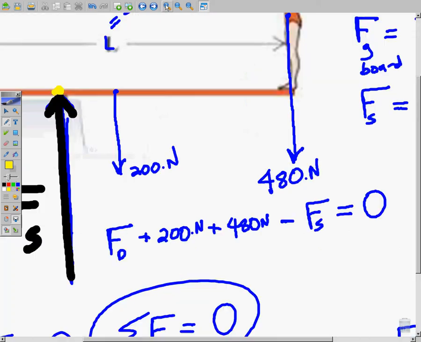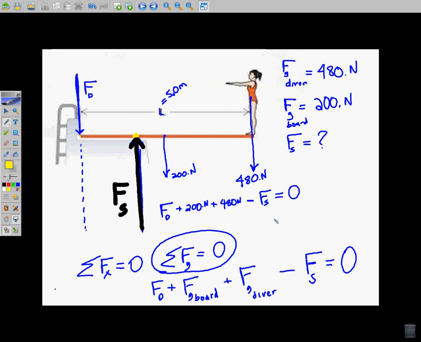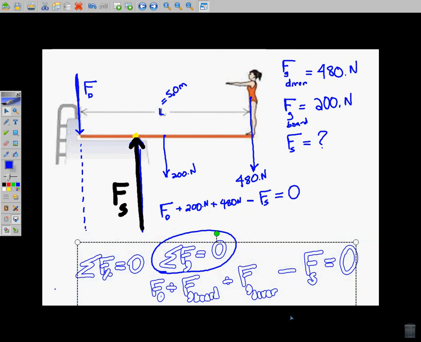I'll make some room here. Are you supposed to calculate that FD plus 360 newtons minus Fs equals 0? We can't do too much with that because we have two unknowns. So you can just simplify it, but that doesn't really do anything for us. Yeah, we could simplify it.